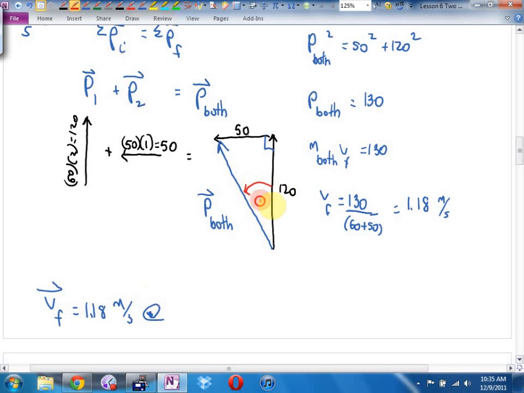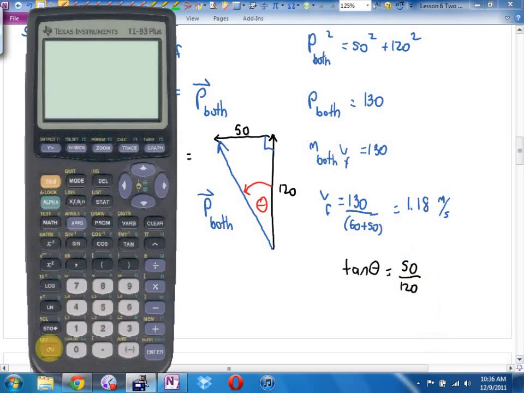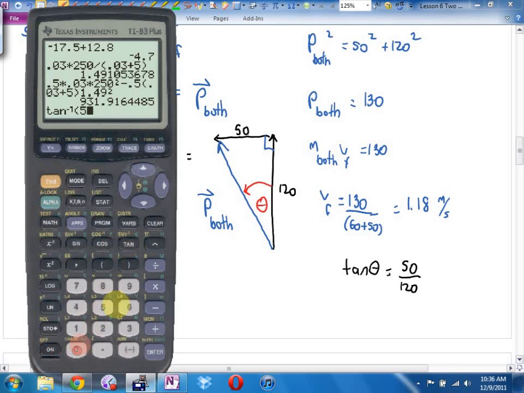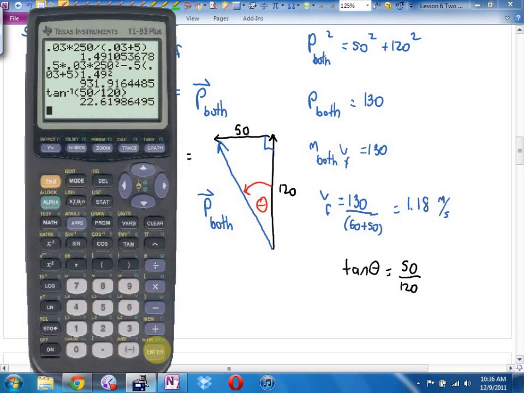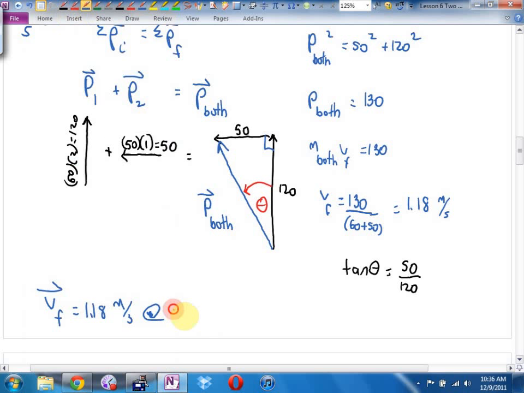Zay, which trig function can I use to find this angle? Tan theta equals, remember all this, folks? Opposite over adjacent. How do I find an angle? Oh, yeah, shift tan. Making sure I'm in degrees, I am. And I get 22 point, I'll go 23 degrees. What of what? Jacob, west of north.